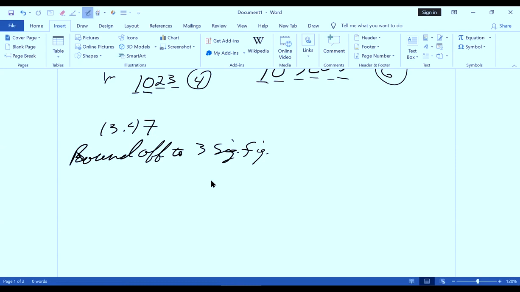Well, you come here. You keep the first one, keep the second one. This is the third one. Now use this number to round off. Is that four or less or five or higher? I hope you know. Yes, it's five or higher. So I'm gonna drop this and increase this by one. So the correct answer is 13.5.